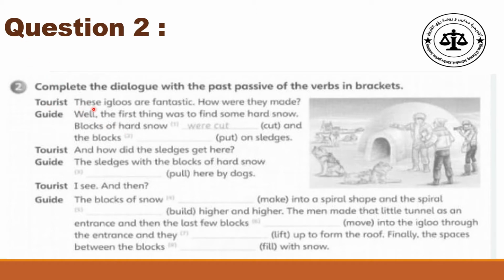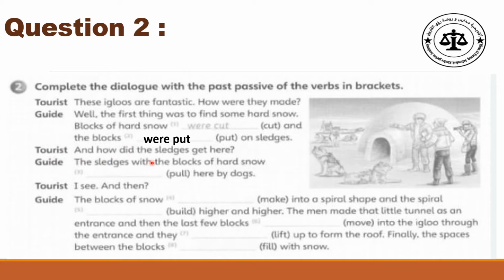Tourist: These igloos are fantastic. How were they made? Guide: Well, the first thing was to find some hard snow. Blocks of hard snow were cut, and the blocks were put on sledges. We have the verb put, and blocks is a plural noun, so we use were put.